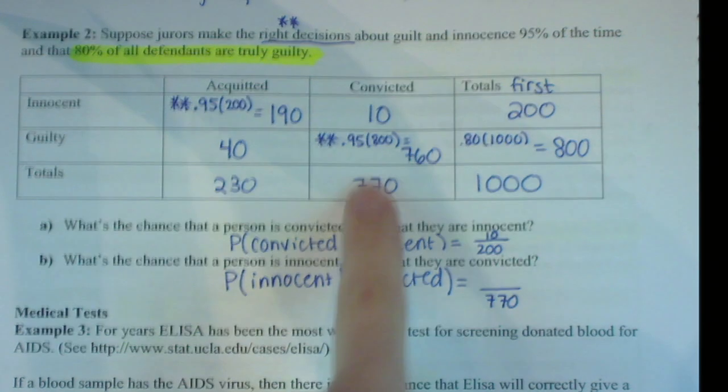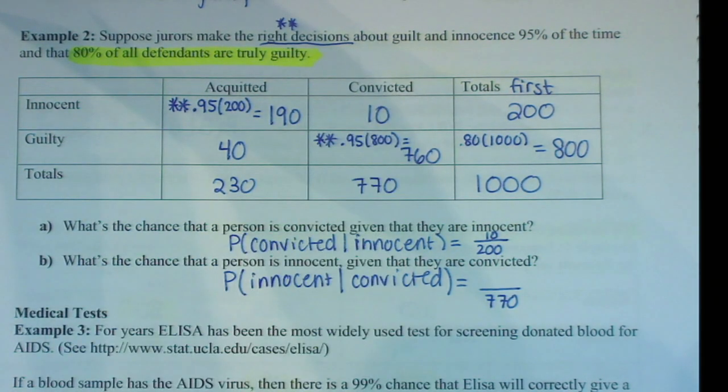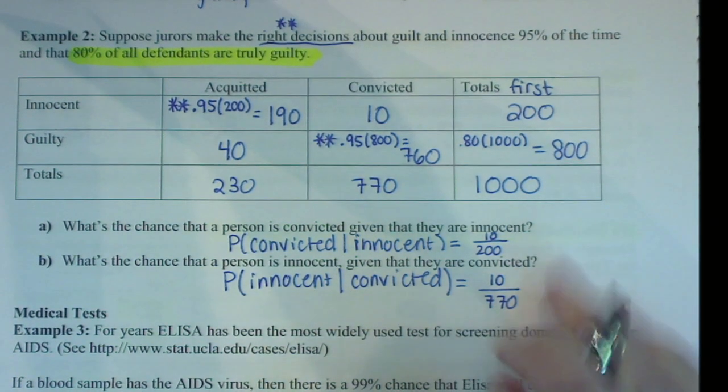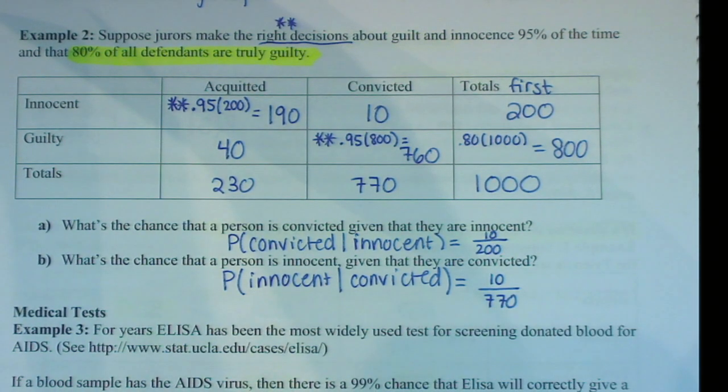Well, of these 770, only 10, again, are innocent. So this probability is super small. 10 over 770, we can figure out what that is with our calculator, and it's going to be something really small. So 10 over 770 is actually about 1%. So it's tiny, which is good.